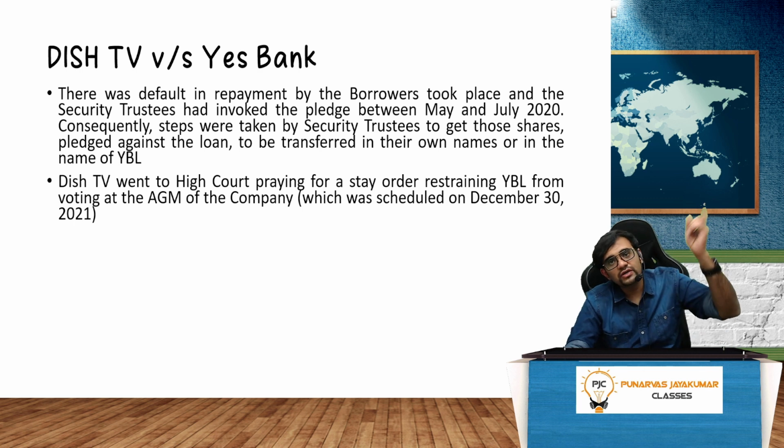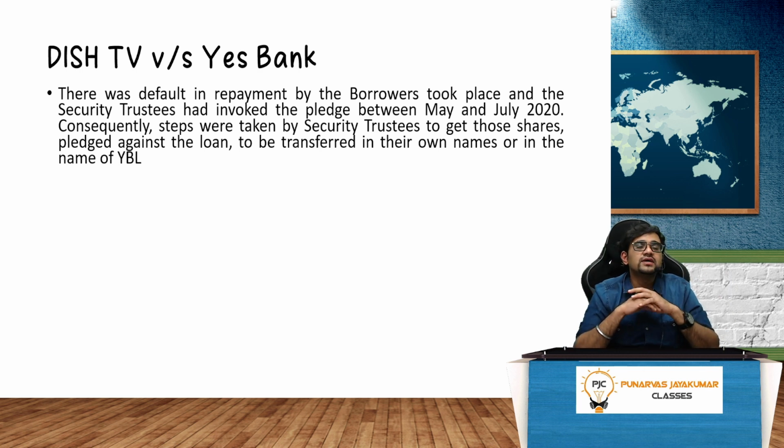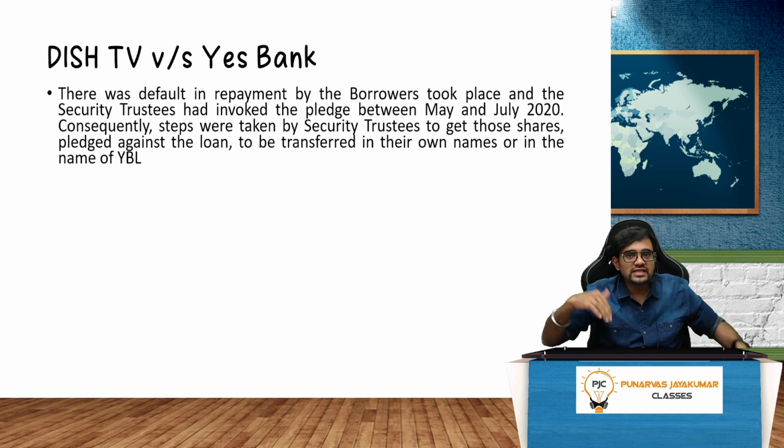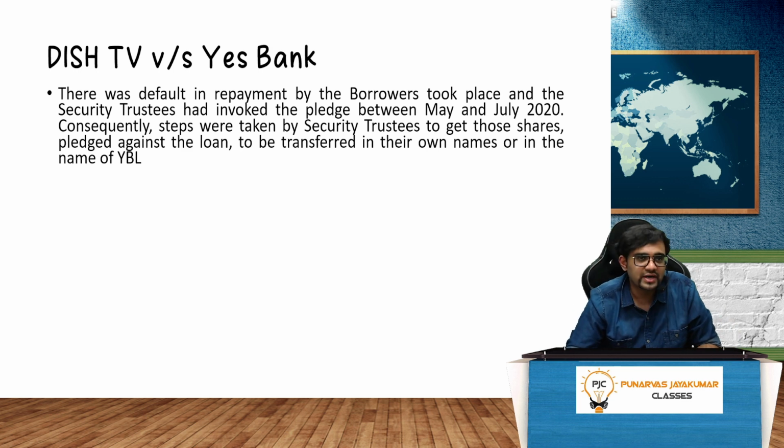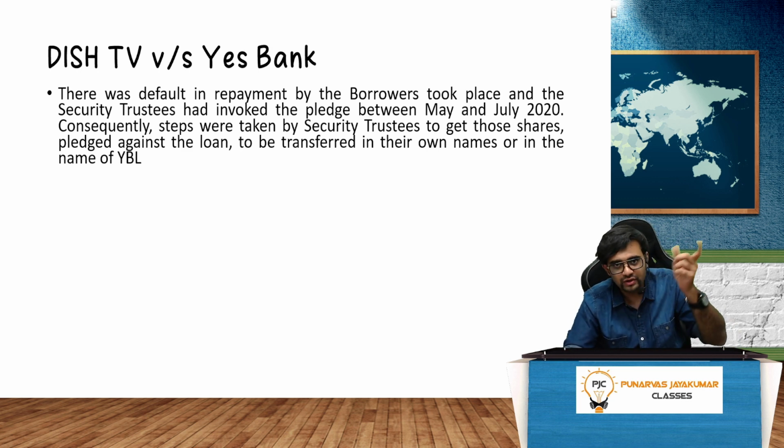Now Dish TV went to the High Court because they felt that the ownership of those shares should not go to YBL. They should sell the shares somewhere, there should be a proper agreement, and they should follow the contract. So there was a contractual problem. And for every contractual problem, you can go to the courts.